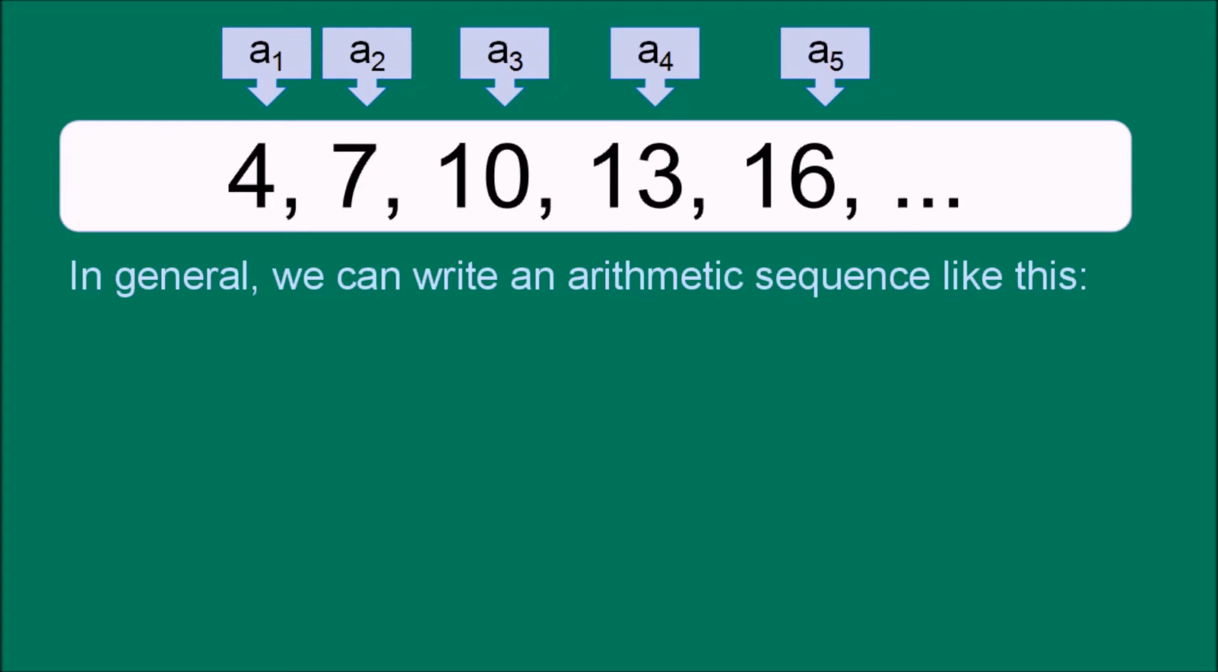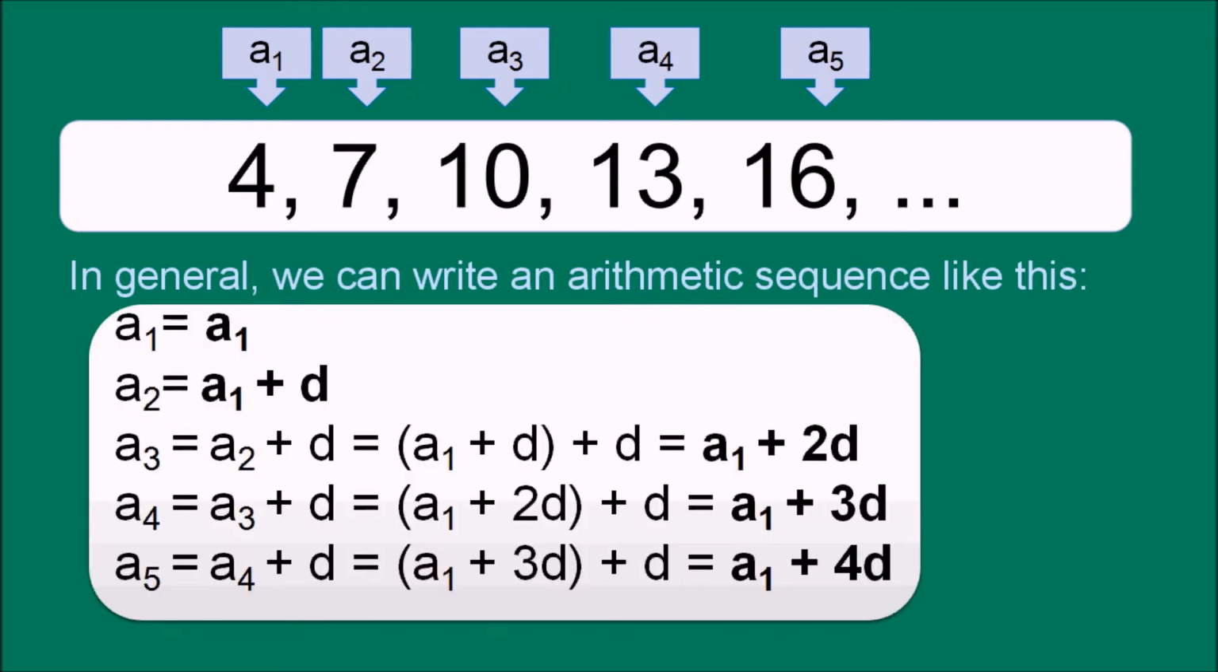So in general, we can write an arithmetic sequence like this. A sub 1 is equal to a sub 1. A sub 2 is equal to a sub 1 plus d. A sub 3 is equal to a sub 2 plus d, or just equal to a sub 1 plus 2d. A sub 4 is equal to a sub 3 plus d, which is a sub 1 plus 2d plus d, or just equal to a sub 1 plus 3d.